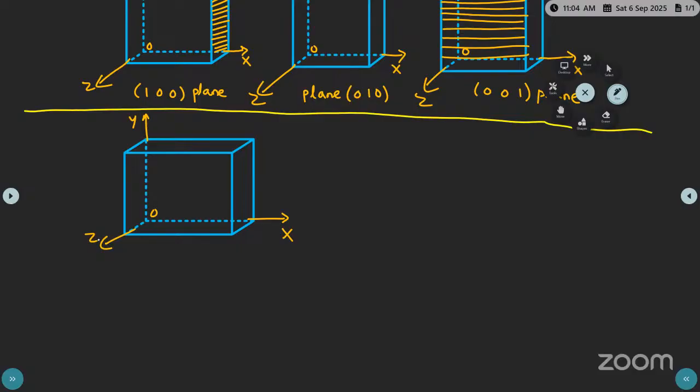What are Miller indices? What do you mean by Miller indices? Miller indices are a set of numbers that we use to represent crystal planes. Miller indices are represented with the symbol (hkl), in open brackets. Miller indices are always indicated with the symbols hkl in open brackets.